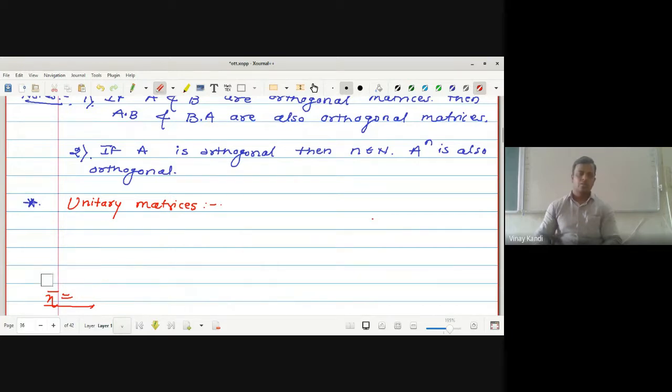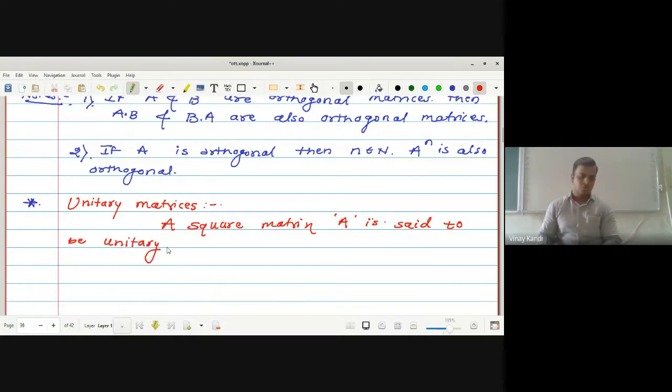Now look at the definition of unitary matrices. A square matrix, capital A, is said to be a unitary matrix if A into A theta is equal to A theta into A is equal to I.